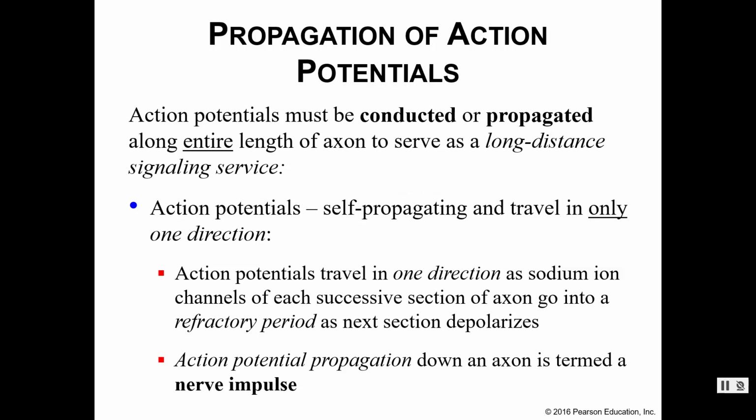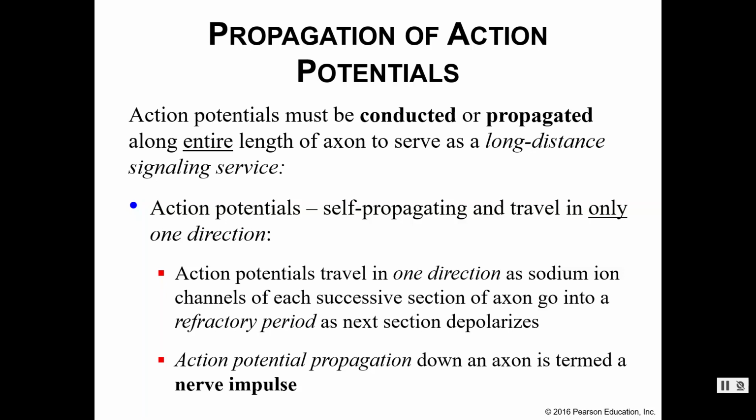In this recording, we will discuss propagation of action potentials. So we've discussed how to make an action potential. Now we're going to talk about how to propagate or conduct an action potential. So remember, an action potential has to travel down the entire length of an axon, which is kind of a long distance. The action potentials themselves are self-propagating, and they only travel in one direction. This occurs from the axon hillock towards the axon terminals.